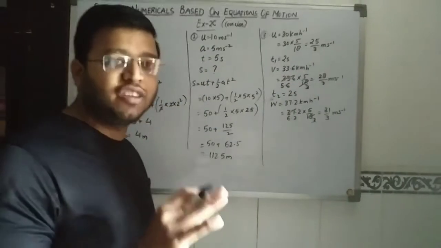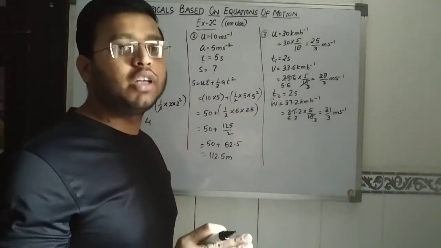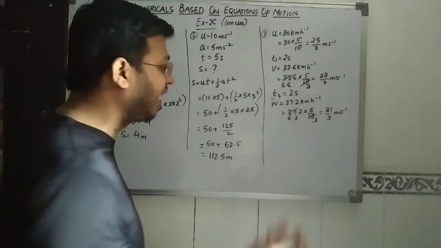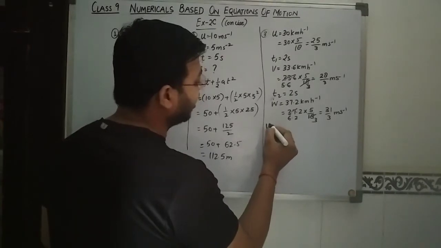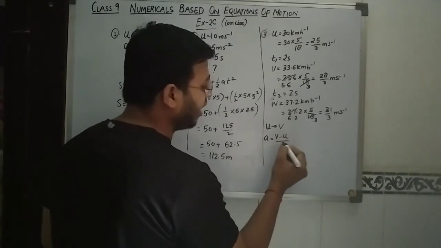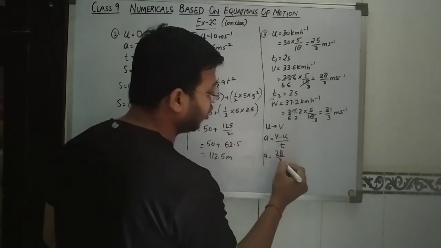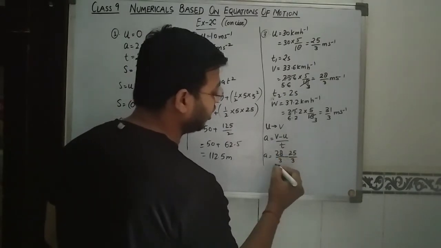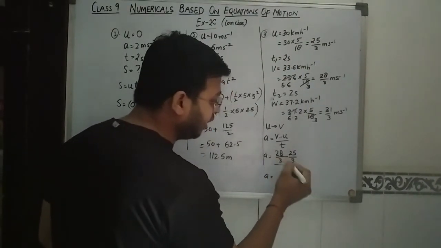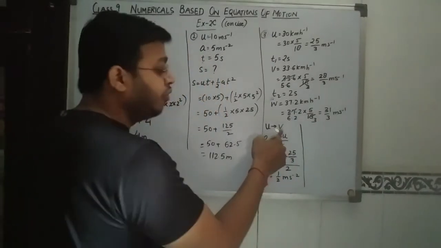In the given question, as we can see, the journey is in 2 parts. First, the velocity of the object becomes u to v in t seconds, and then v to w also in t seconds. So first, in the case of u to v, we solve. The formula for acceleration is a equals v minus u upon t. So a equals 28 upon 3 minus 25 upon 3, divided by the time interval 2. When we solve this, 3 upon 3 is 1, so 1 by 2 meter per second square. That is the case for u to v.